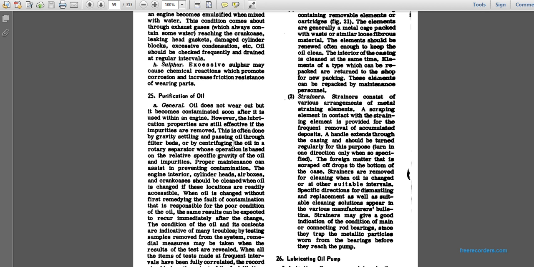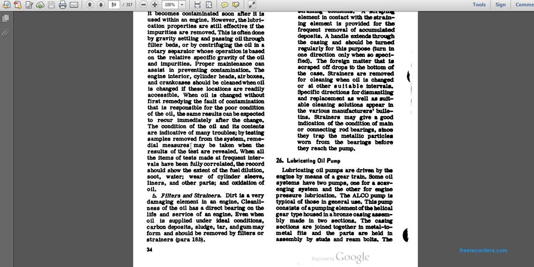Strainers may give a good indication of the condition of the main and connecting rod bearings, since they trap the metallic particles worn off before they reach the pump.